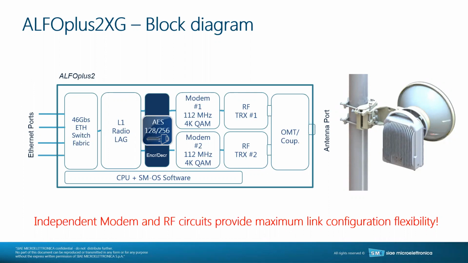So, independent modems and RFs in the radio, with separate power amplifiers. With some dual carrier radios on the market, when you enable that second carrier, the power drops by 6 dB because they share a common PA.